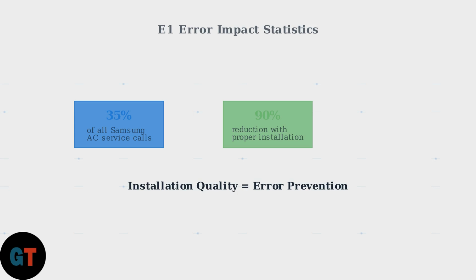toward reliable cooling comfort. When your Samsung AC displays the E1 error, don't panic. There are systematic steps you can take to diagnose and fix this communication problem. Let's start with the simplest troubleshooting methods that any homeowner can safely perform. The first step is always a power reset.